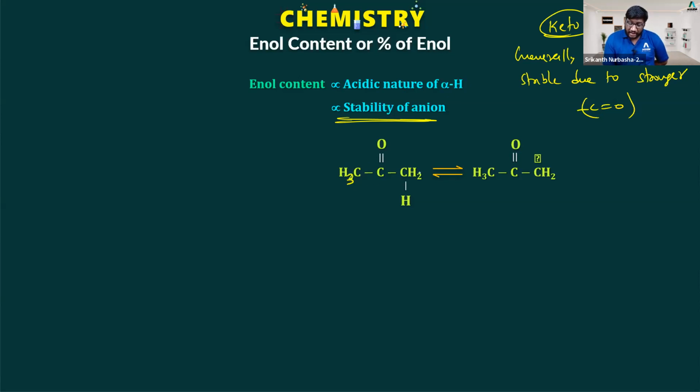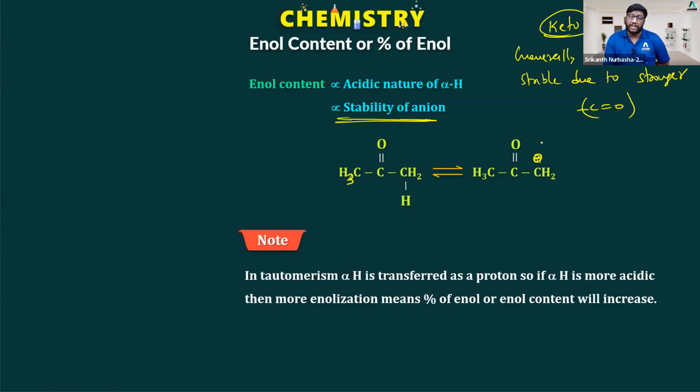CH3 C double bond O CH3, and if you try to pick up this proton, you will get CH3 C double bond O CH2 minus. So you have to look at the stability of the respective anions. If you take acetone, you get this particular enolate ion, because the negative charge can come into the C double bond O pi electrons as they move away. What is this called? Enolate. CH3 CO minus C double bond CH2. So you have to compare the stability of the anion. If the anion is more stabilized, then the respective enol content is going to be high.